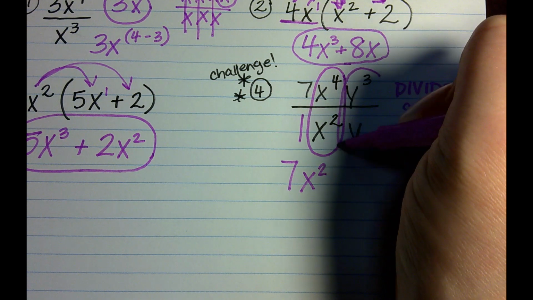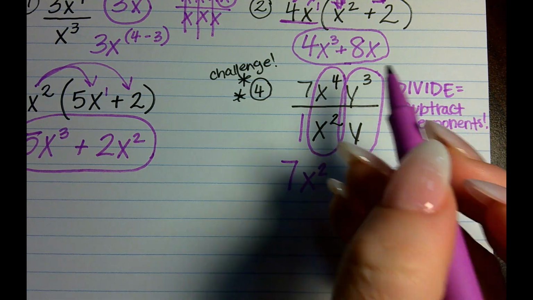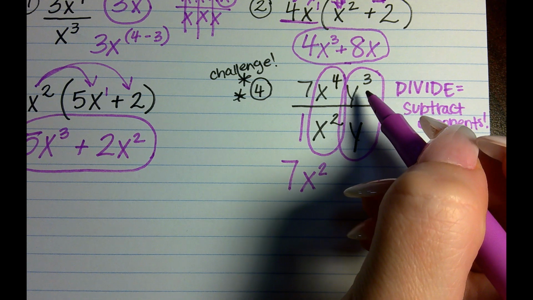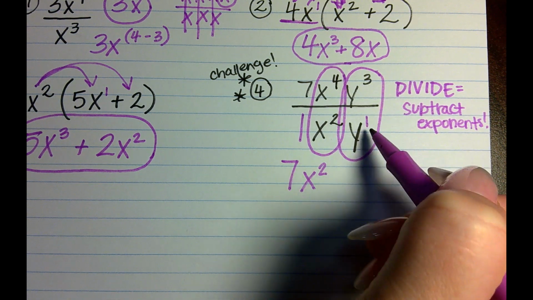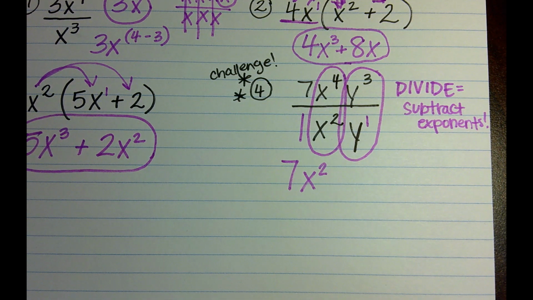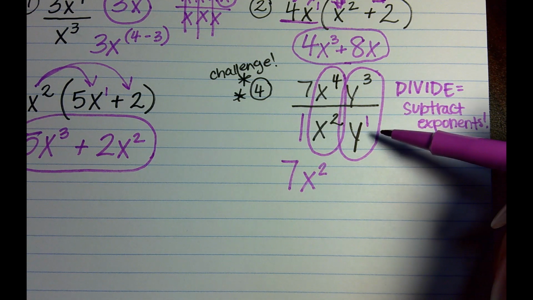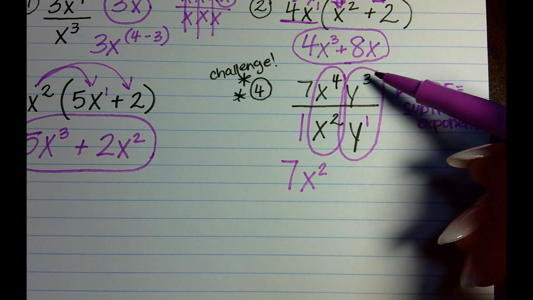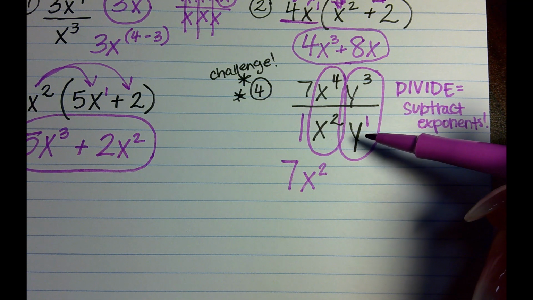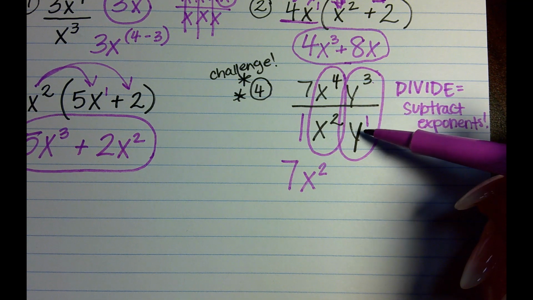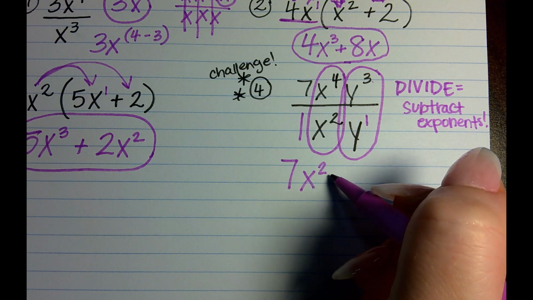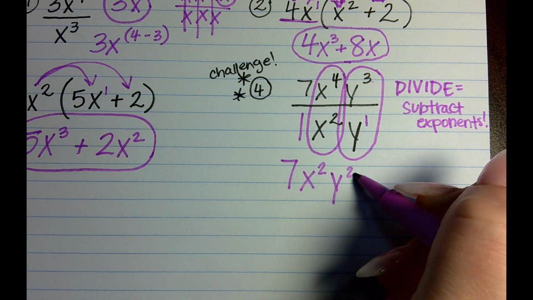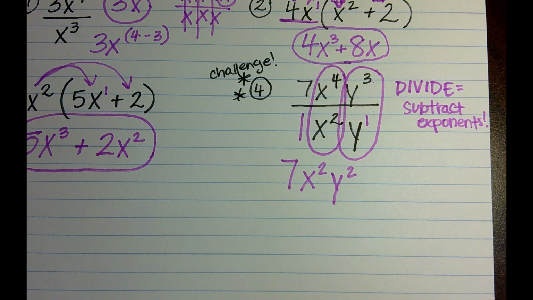And how about y? We have y to the third power up top, and y to the first power on bottom. So what are we subtracting? What number of the y am I subtracting here? 3 and the 1. So what is 3 minus 1? 2. So I have y to the second power. And that should be my answer.